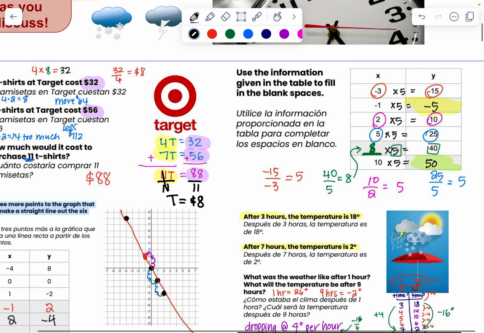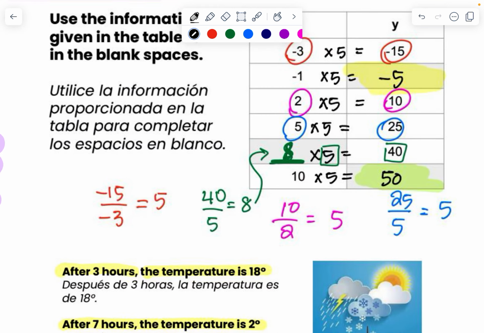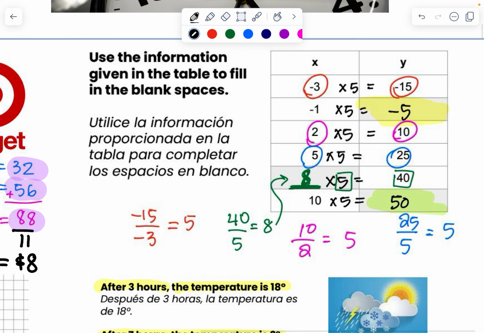Then we had a table with a couple of missing blank spaces, and we had to figure out, based on the information given, how we would fill in the table. And some people just so happened to notice that the pattern was that every x was being multiplied by 5. Like -3 times 5 is how we got -15. 2 times 5 is how there was 10. 5 times 5 is how there was 25. So they were able to guess the very last space: 10 times 5 was going to be 50.